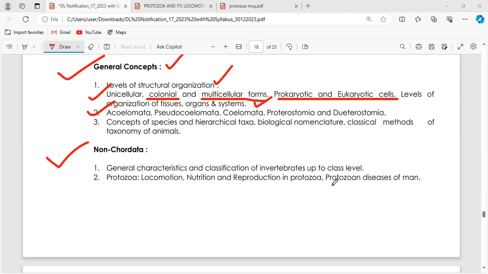Protostomia and deuterostomia are said to be the divisions. In that division, acoelomata, pseudocoelomata, and coelomates are the subdivisions.